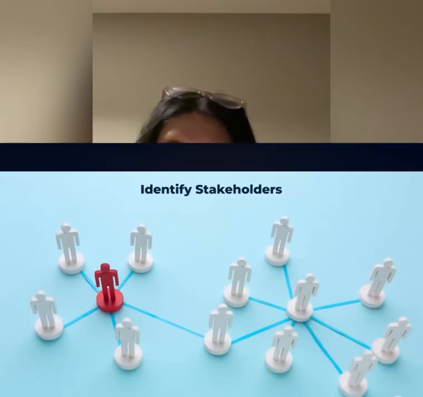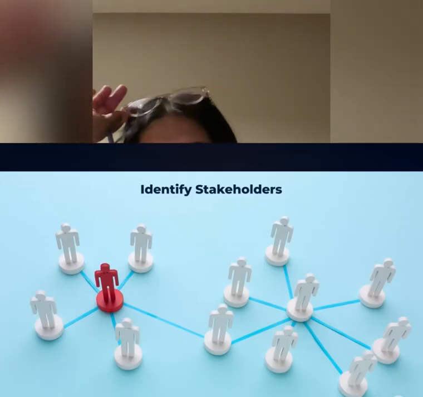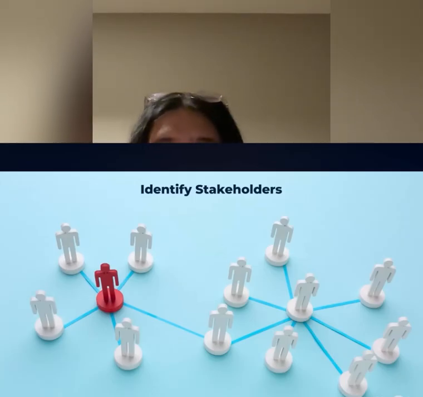Another important part of this stage is identifying stakeholders. Stakeholders are anyone who is affected by the project or has influence over it. This could include executives, product managers, developers, marketing team, and even customers. So as a business analyst, you need to understand their interest, expectation, and level of involvement.